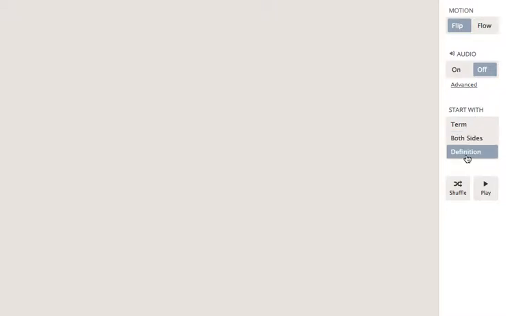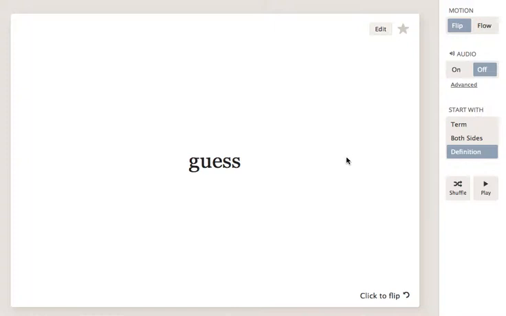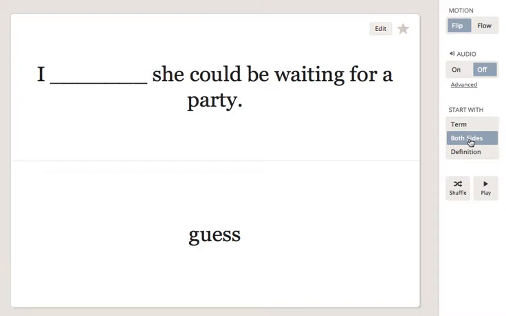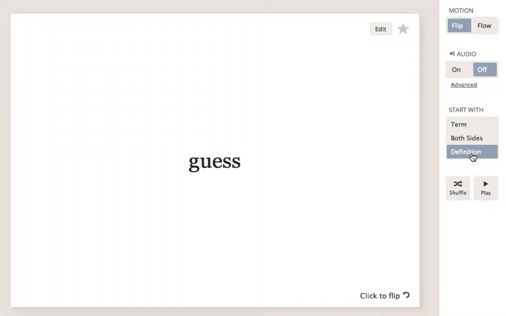Okay, let's try again. Now we have guess. Can you remember the phrase? I guess she waiting for a party. Maybe you can't remember the verb. Let's have a look again. I guess she could be waiting for a party. Okay, so if the sentences are simple, not too long, you can do this inverse cloze, and it's a very useful way of memorizing phrases.